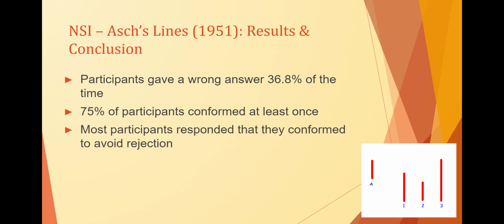Most participants responded that they conformed to avoid rejection. So when they were asked about why they had given the wrong answer, which as we can see from our example there in the bottom right corner, it will be very obvious that the answer was wrong. So it's not that they're looking for information, it's they're conforming to avoid rejection. They want to fit in. They don't want to go against the group. Which means that this shows normative social influence.